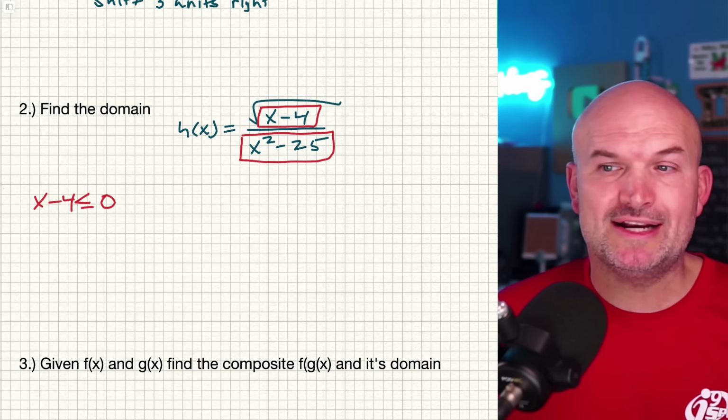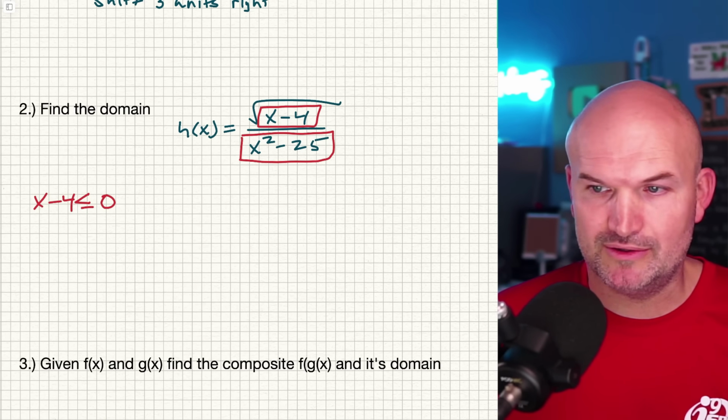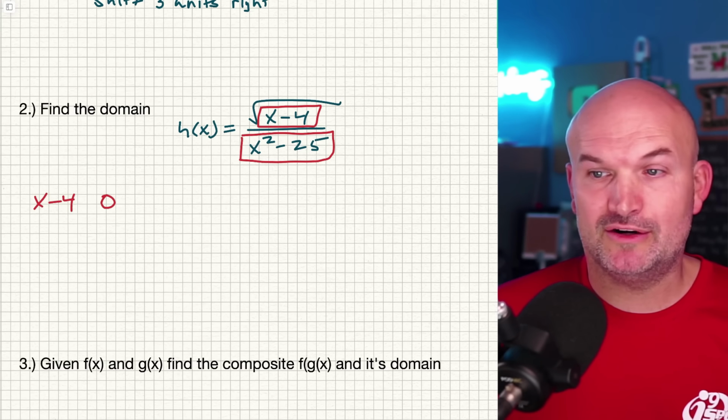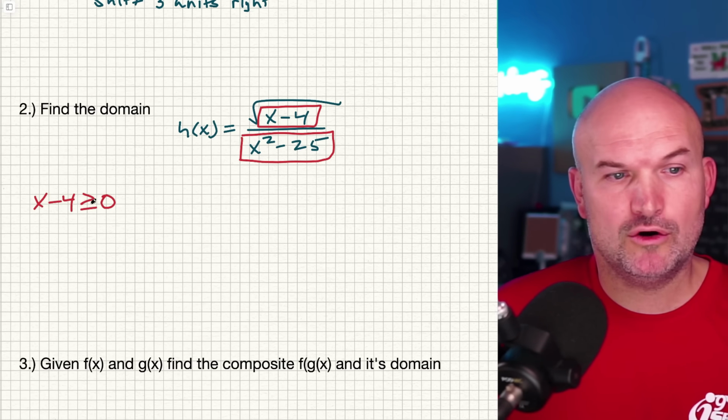Wait, no, that needs to be greater than or equal to 0. Geez, Mr. McLogan, come on. These values need to be greater than or equal to 0. Okay, so greater than or equal to 0.